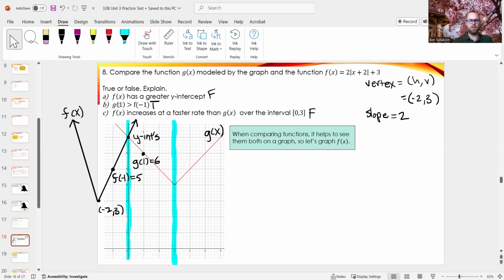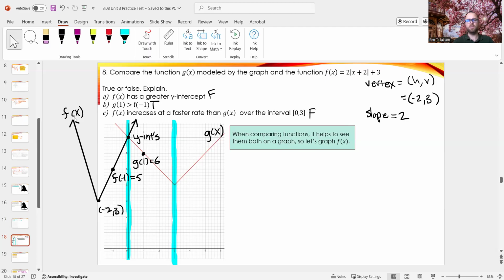G of 1, where is that? Well, it's wherever there is an x value of 1 on the g of x graph. Here's our g of x graph, and the point with an x value of 1 is right there. There's 1, right? X value of 1. What's y? It's 6. So g of 1 is 6.